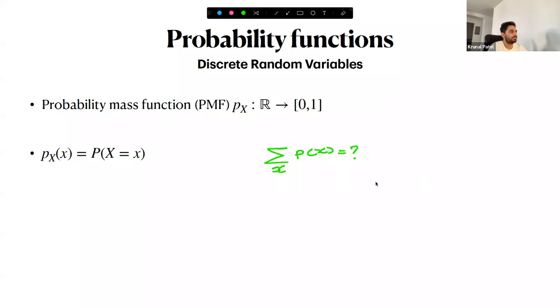But anyways, can somebody answer me what is the value of what I have written on the slides? Okay, so that is 1. So people are watching this, they are not asleep. So good. We can carry on. So of course, as we saw, the probability of the entire sample space is 1. So if we sum it over all possible outcomes, then it is going to be 1.